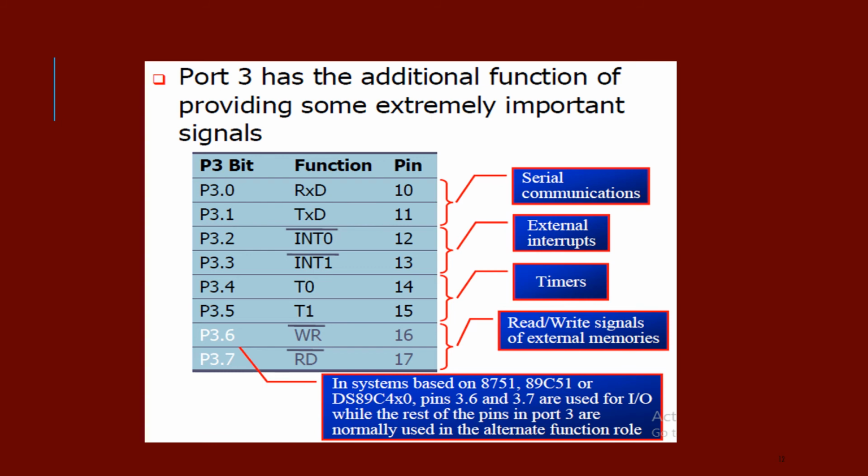In systems based on 8751 or 89C51 or DS89C4X0, pins 3.6 and 3.7 are used for I/O, while the rest of the pins in port 3 are normally used in the alternate functional role. So mainly, those pins are not involved in conventional I/O operation.